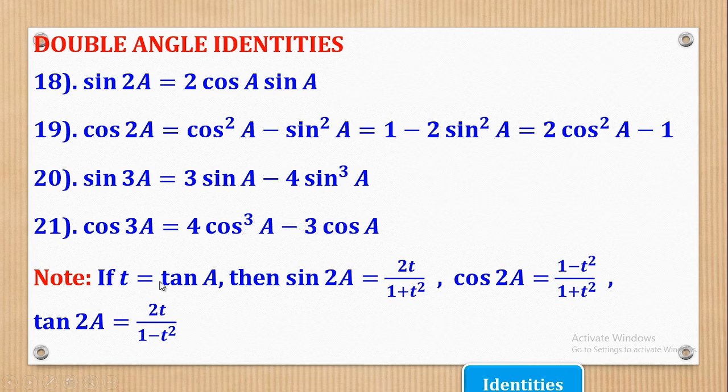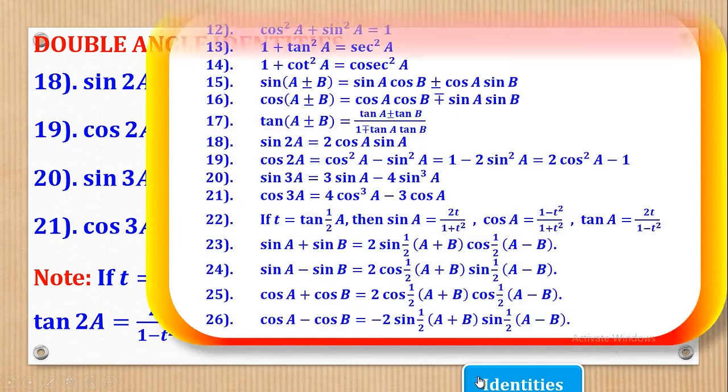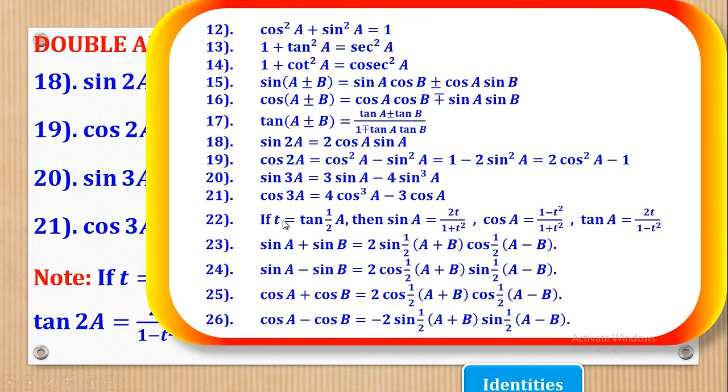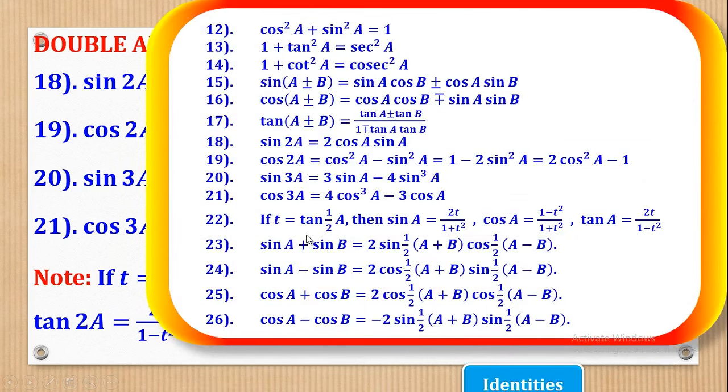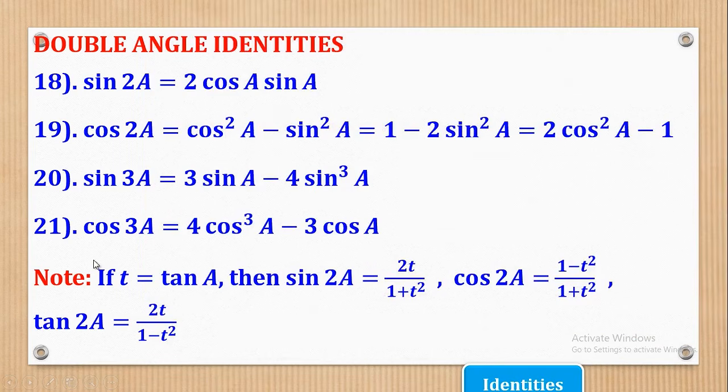Then the note says that if t is equal to tan a, then sine 2a is equal to 2t over 1 plus t squared, cos 2a is equal to 1 minus t squared over 1 plus t squared, and tan 2a is equal to 2t over 1 minus t squared. The reason why I say modified 22 is because if you look at this 22, there t is tan of half a, but here we have tan a, and here we have sine 2a, cos 2a, and tan 2a.